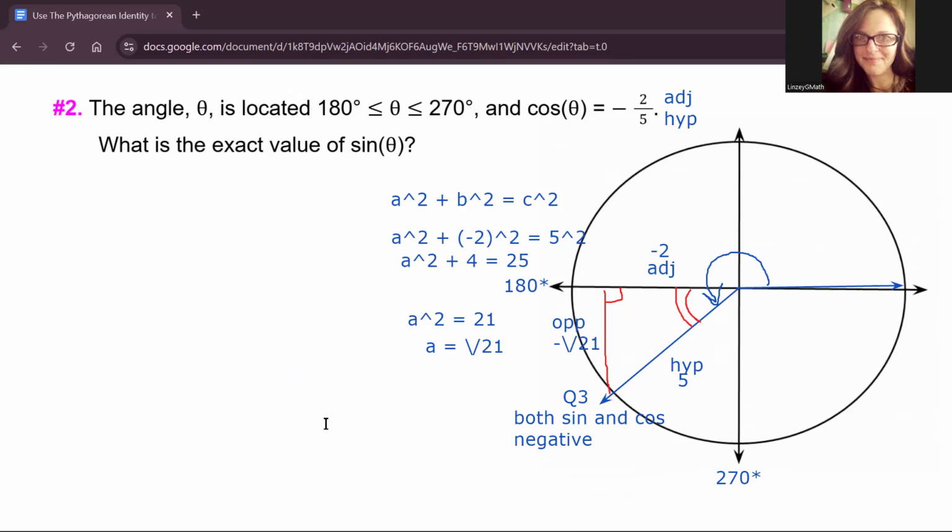So now we can find sine of our angle is equal to the opposite side, negative square root of 21, over our hypotenuse, 5.